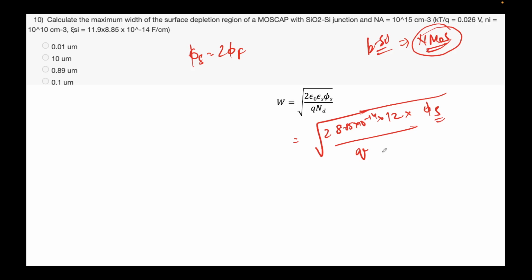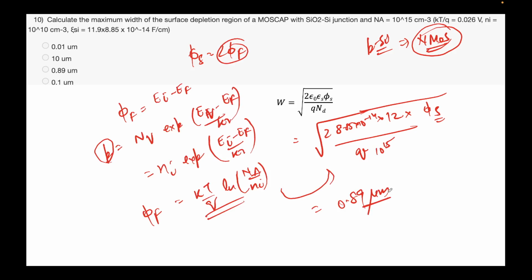Okay, I'm just telling you what is happening. So why phi s equal to 2 phi f? Again, because that's the condition for strong inversion. After this, whatever extra charge you're putting, it will not extend the depletion region. It will just put more charge at the interface itself.